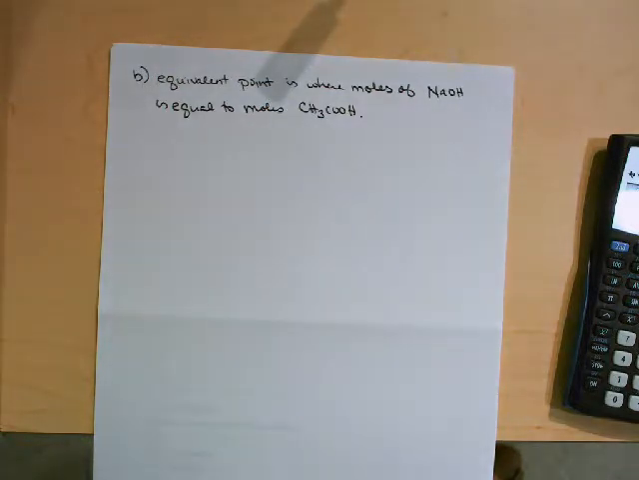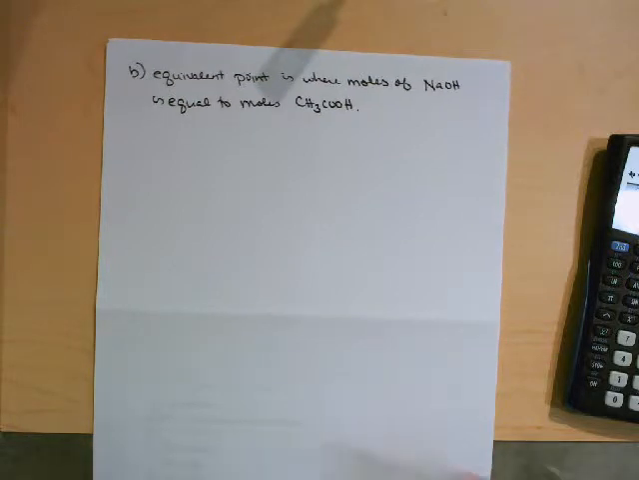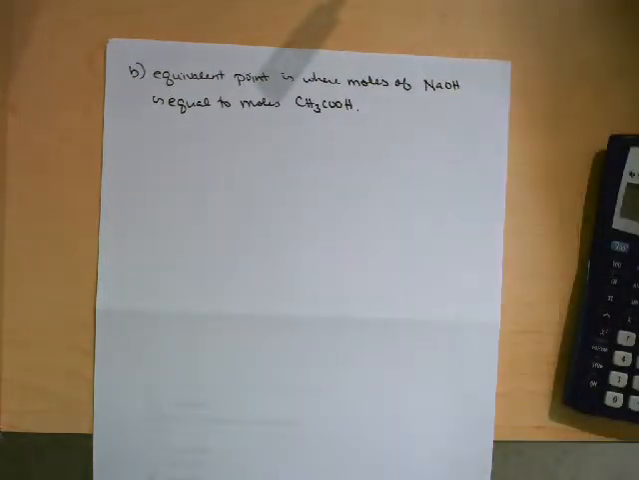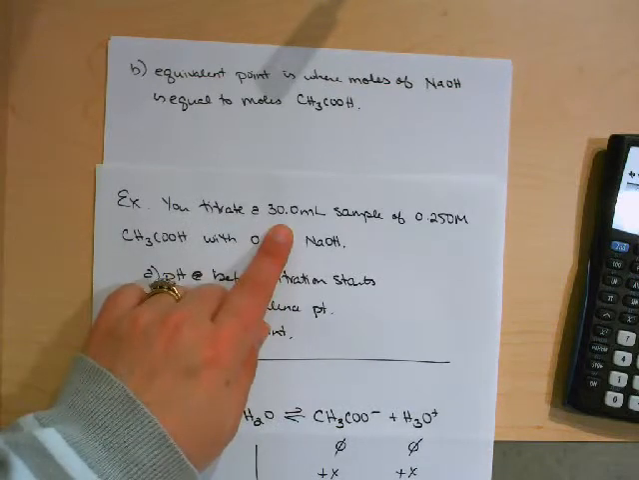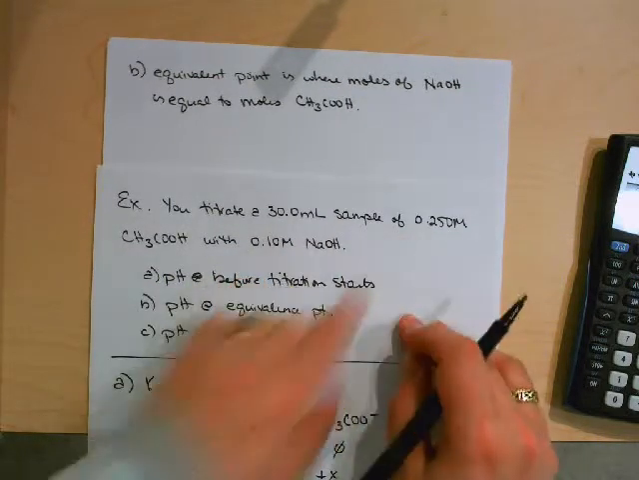The equivalence point is where the moles of the base added is equal to the moles of acid that were sitting in there. Which one can we find first? Right, we know all the information to find the moles of acetic acid, then we'll have to figure out how many moles of base that was. Alright, so in our original problem, we had 30 mL of 0.250 molar.